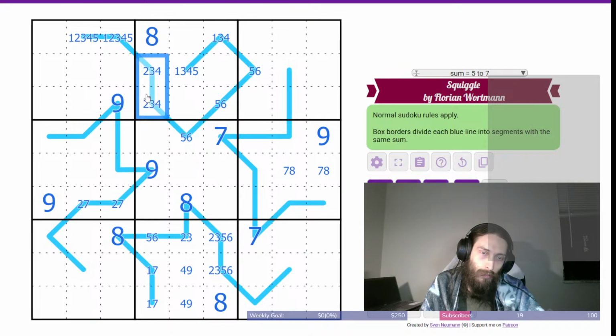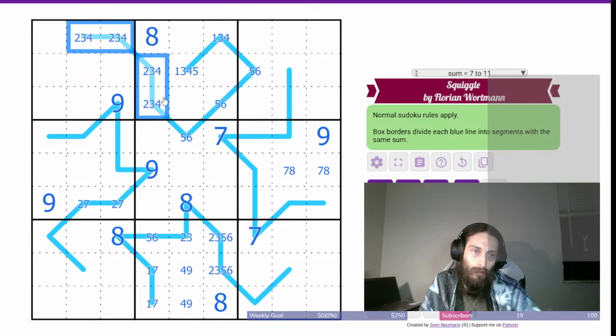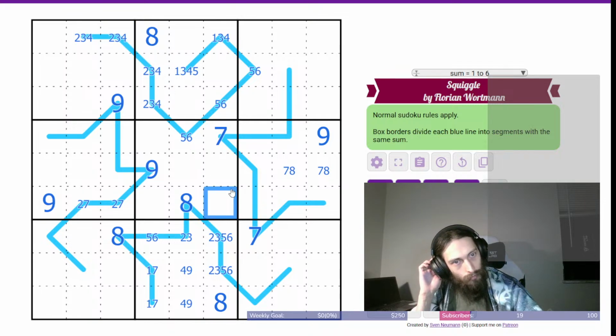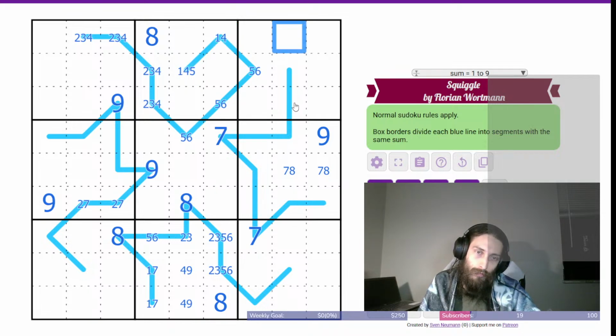This is 2, which means it's either 3 or 4. No, these are the same. Right. Which means this is 1 with either 4 or 5. 4, 9 makes 4.